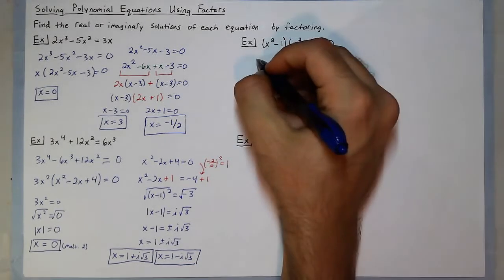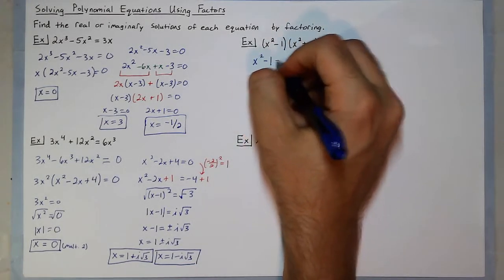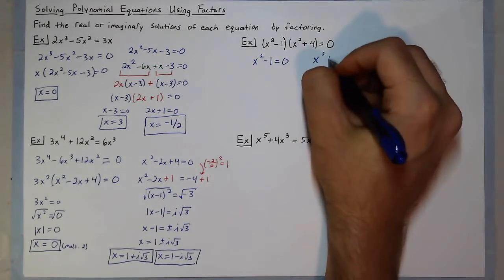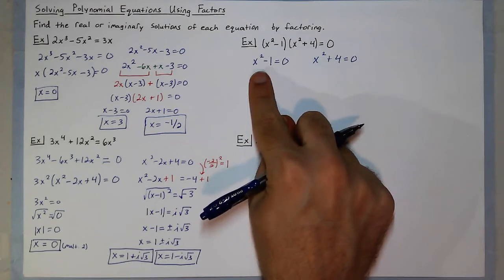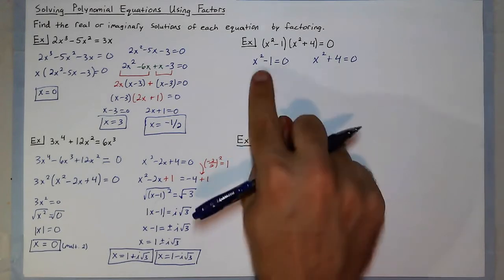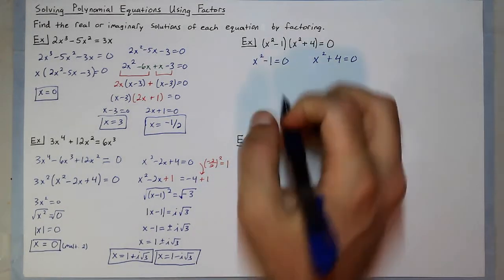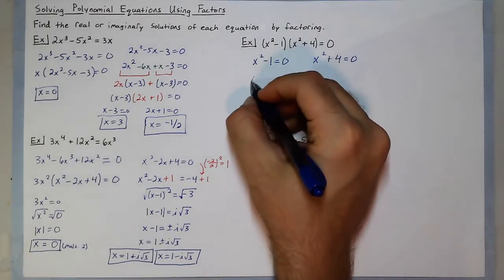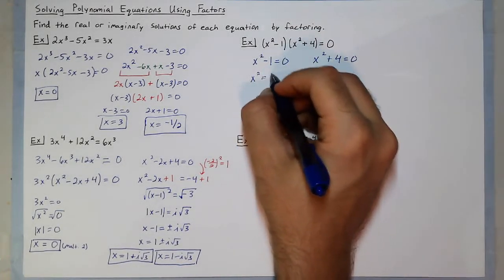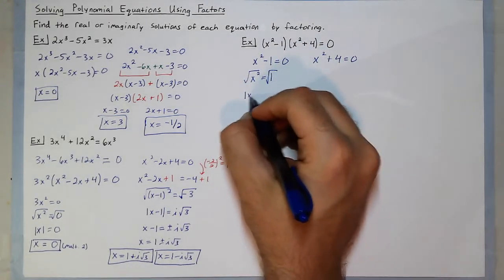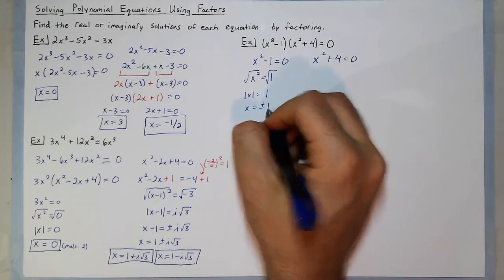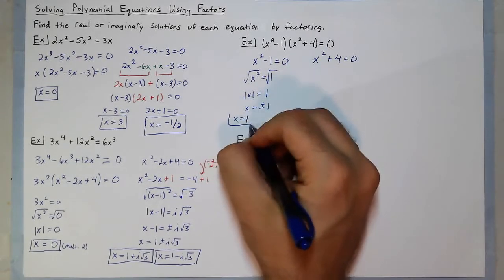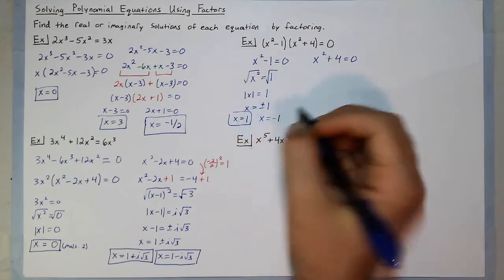So I can set each of these factors equal to 0 to start solving. Now I could continue to factor because this is a difference of squares and also a sum of squares. But instead I'm just going to solve for x since it's already there. So I'll have x squared is equal to 1, and I can take the square root of both sides, giving me the absolute value of x is equal to 1. So x is equal to plus or minus 1, giving me x is equal to 1 as one solution, and x is equal to negative 1 as the other solution.